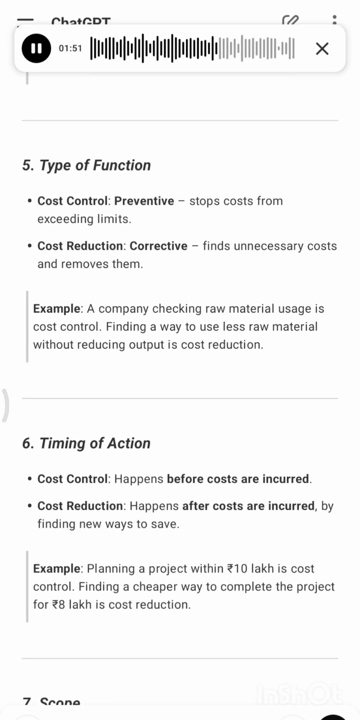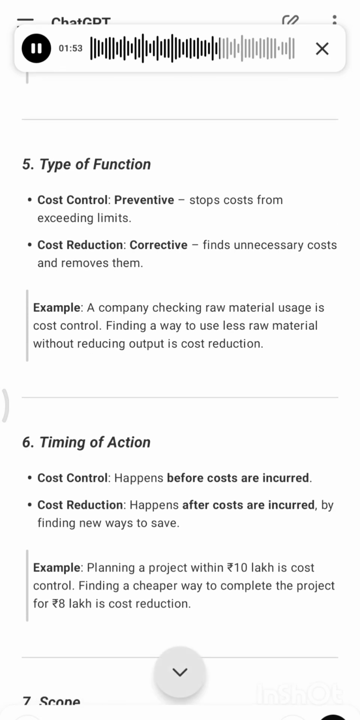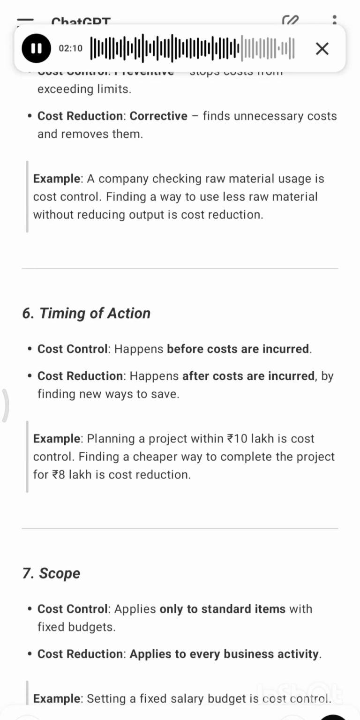6. Timing of action. Cost control happens before costs are incurred. Cost reduction happens after costs are incurred by finding new ways to save. Example, planning a project within 10 lakh is cost control. Finding a cheaper way to complete the project for 8 lakh is cost reduction.